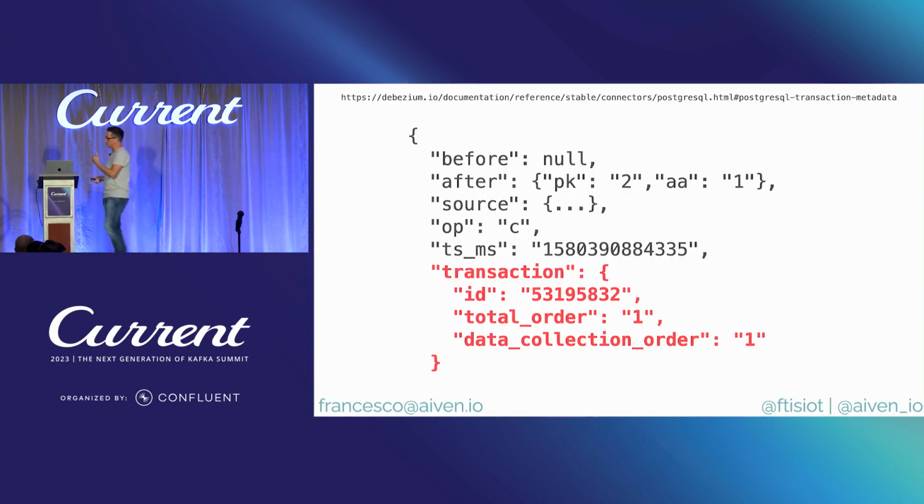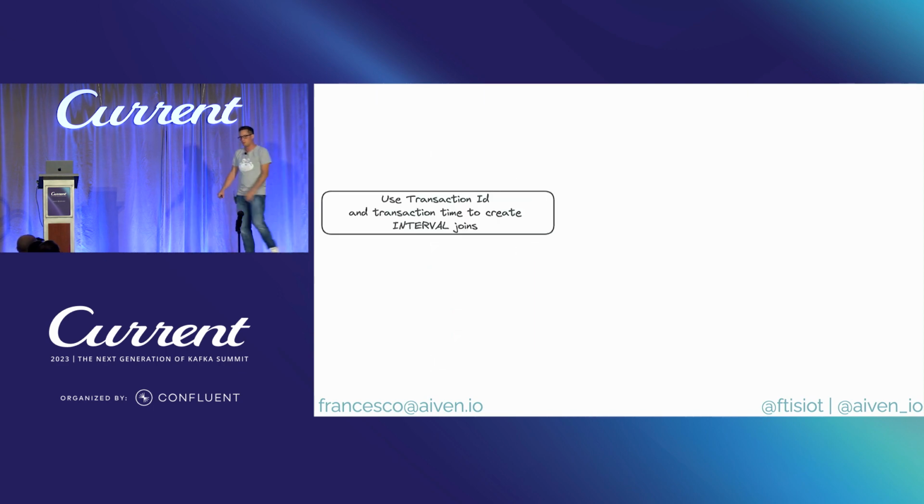Because if we are using, for example, Debezium, what we receive is not the updated version of a single row. We also get the ID of the transaction and the amount of changes happening in a transaction. So what we could do is use the transaction ID and the transaction interval, the transaction time, to create interval joins between the various tables.